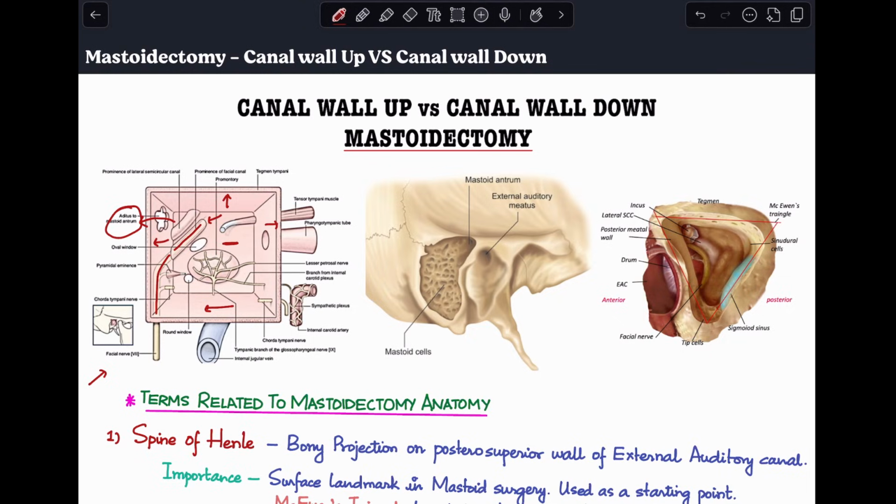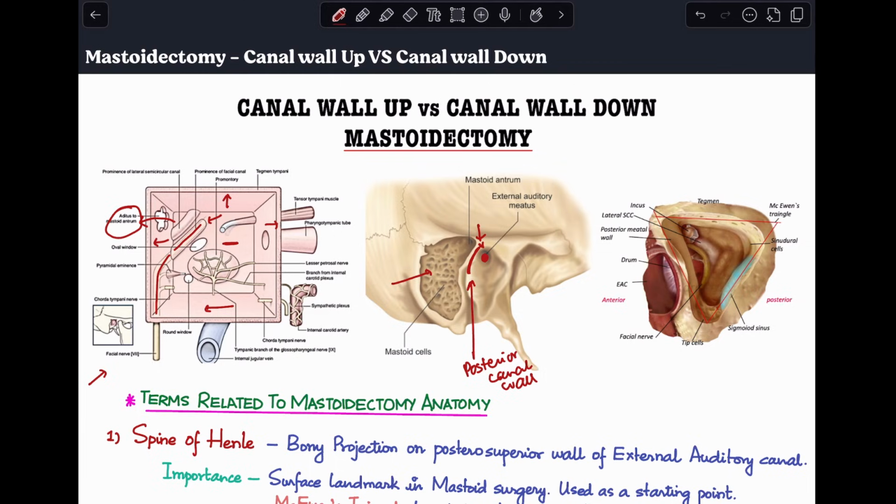Next, if you look at the second image, here we see the external auditory canal, and this is the mastoid antrum. The common structure where they share a wall is the posterior canal wall. This is very important for us. The posterior canal wall forms a common boundary between the mastoid antrum behind and the external auditory canal in front. And somewhere here in the posterior superior part of the canal is where we have the spine of Henle.